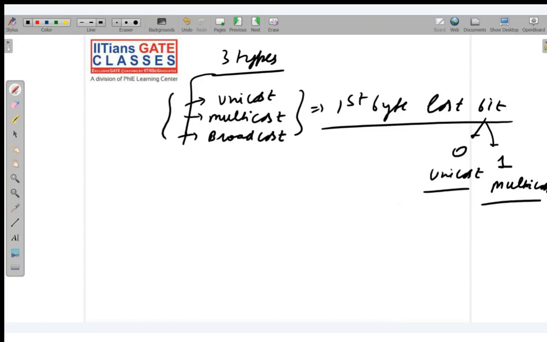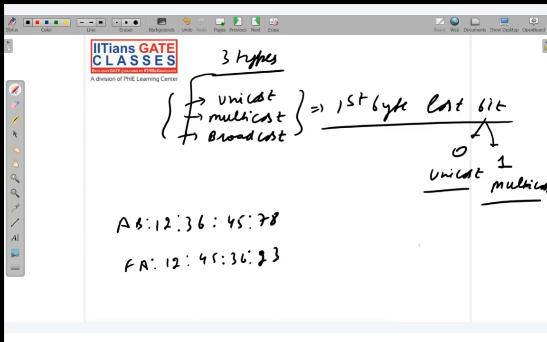Do I need to write these things or you already know? I have told you, na? We know it, sir. Okay, so 0 means unicast, 1 means multicast. For example, I can just give you an idea. First byte, last bit you have to check. So if we say A, B, 1, 2, 3, 6, randomly I'm writing 4, 5, 7, 8. Next is F, A, 1, 2, 4, 5, 3, 6, 2, 3.